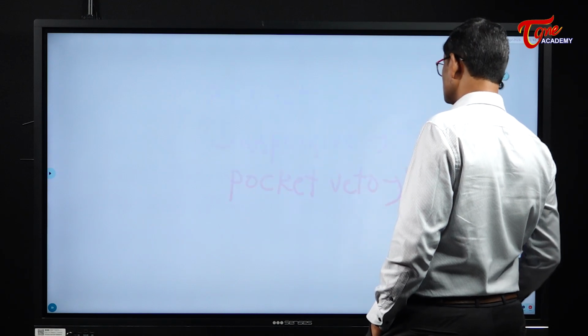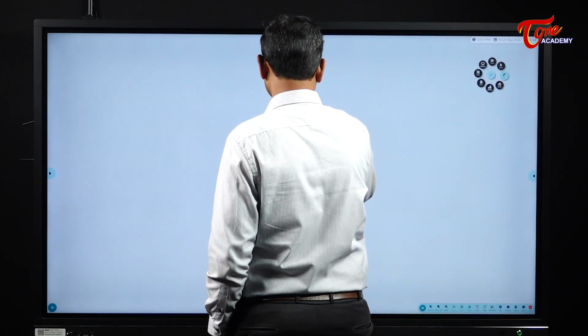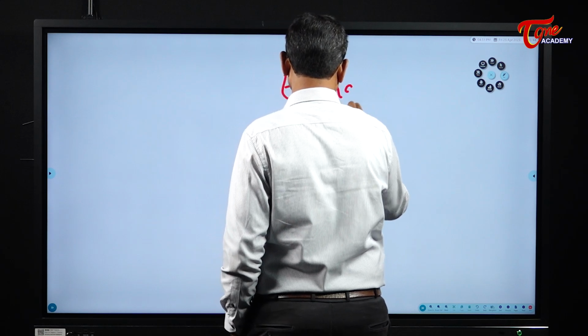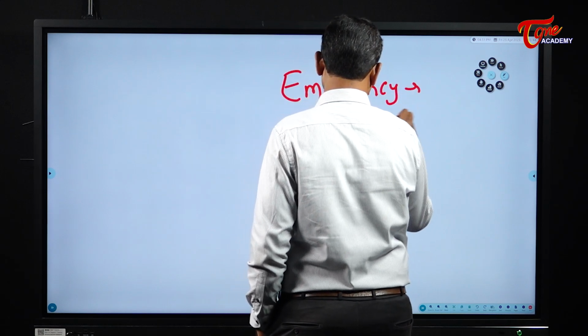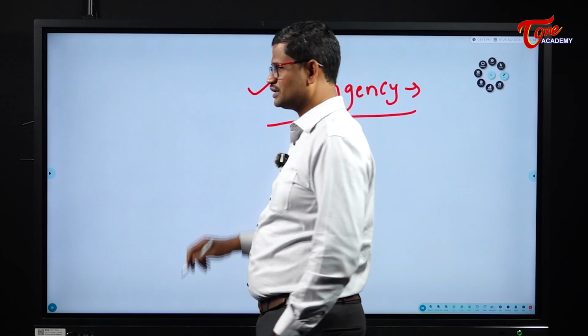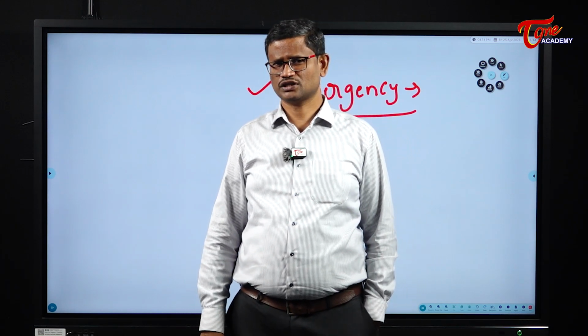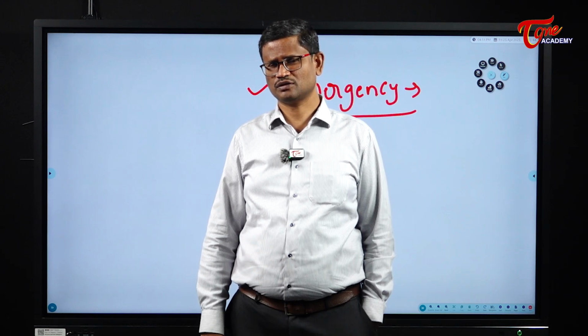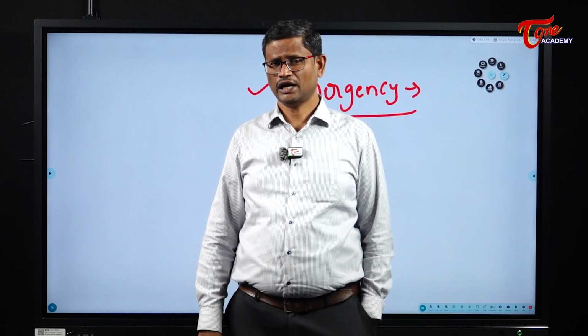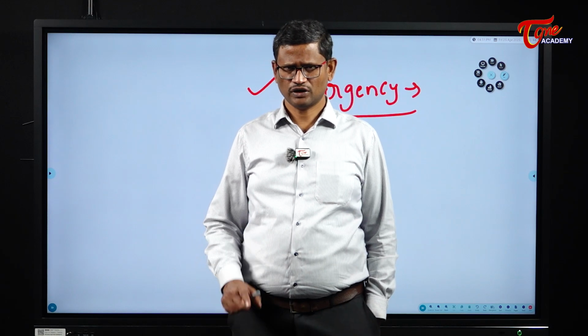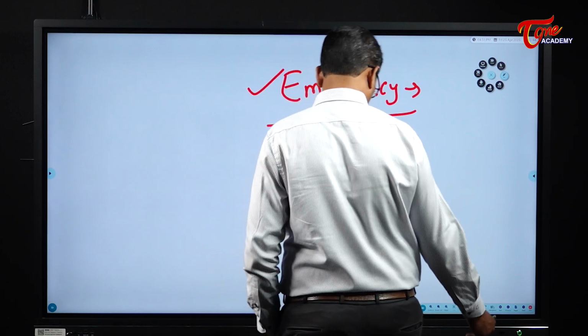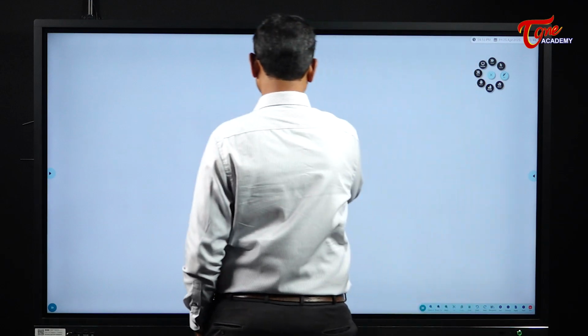Then we have the emergency powers of the Indian President. This we have already discussed in detail in the earlier video. The President can declare national emergency, state emergency and financial emergency on the advice of the Cabinet headed by the Prime Minister. And this we have already discussed. The next one is financial powers.